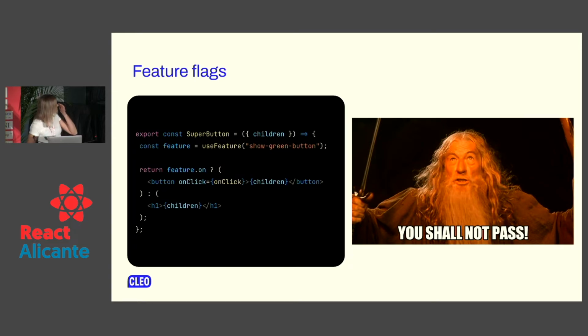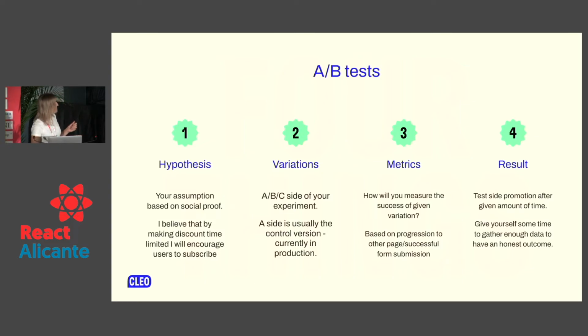How it looks when it comes to code is usually pretty simple. I was thinking, should I show this piece of code? It's super obvious, right? We are showing something or not showing something based on a feature flag. The useFeature hook is actually coming from Growthbook, which I will mention later on. But yeah, as simple as that. So why not use it? But let's go to the demo, which is around A/B tests.